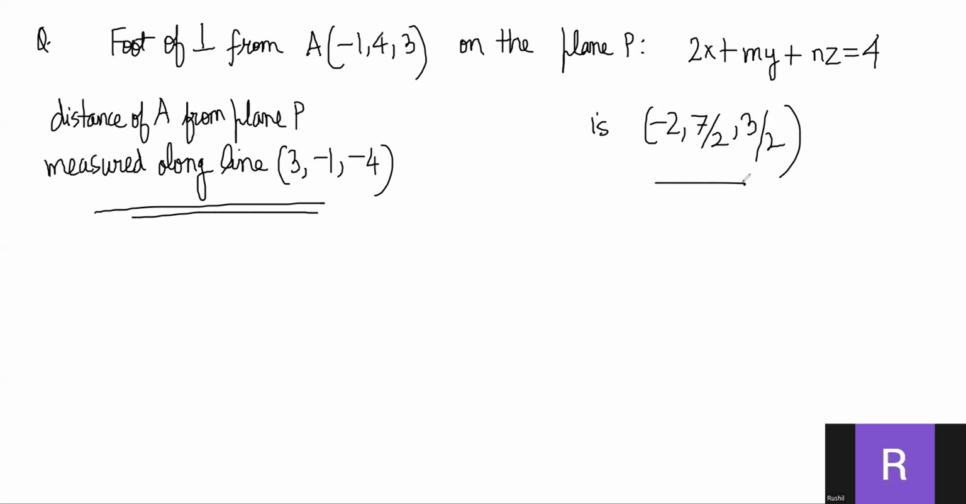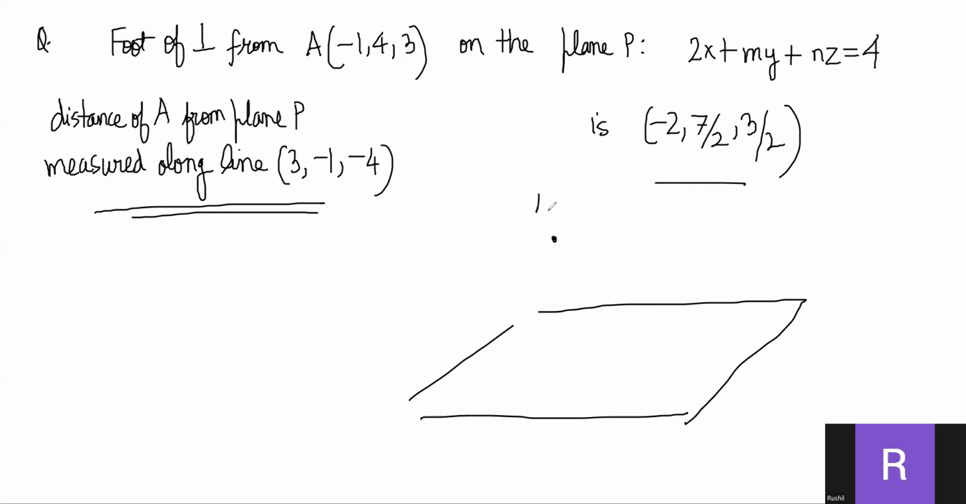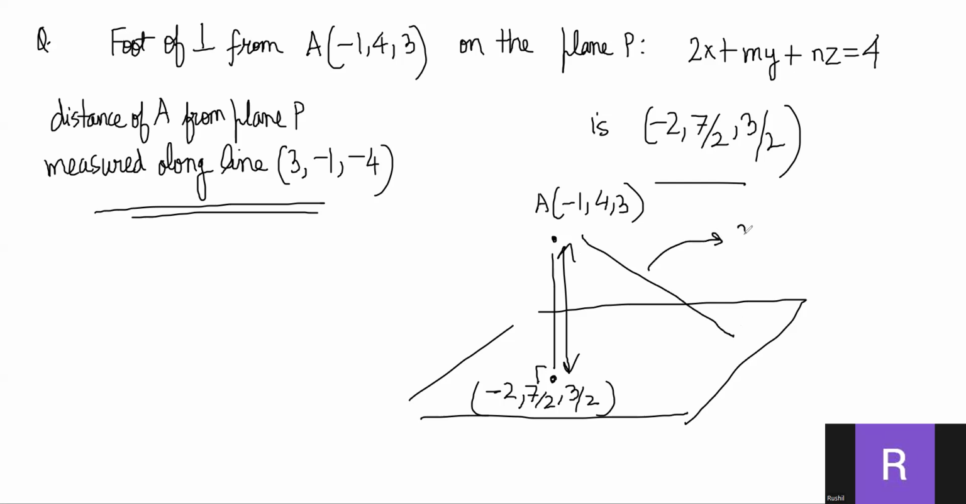They have given you the foot of the perpendicular to the plane from point A (-1, 4, 3), which is (-2, 7/2, 3/2). So obviously the distance to the plane is given. You have to measure the distance along a particular line. How is this long?